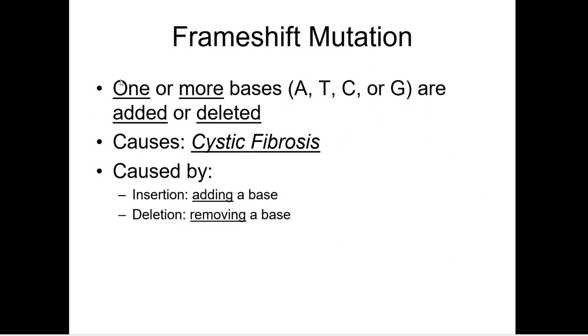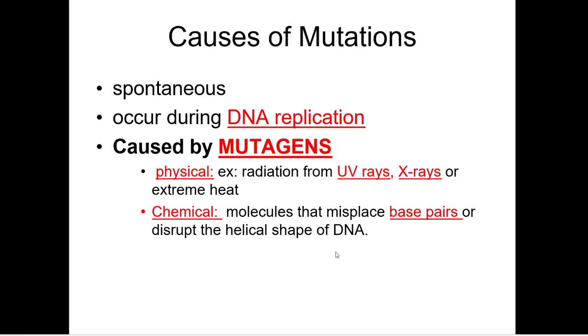All right, a frame shift is when one or more bases, so not just one, are added or deleted. A point mutation is one base. A frame shift is more than one, okay? And one of the diseases we see from it is called cystic fibrosis. That's where they produce too much mucus in their lungs and they can't really breathe. And it can be caused by an insertion adding a base or a deletion removing a base. And so doing that can cause the amino acid to change, or like we just saw, it could also code for a stop and stop that protein from being made in the middle of the sentence, okay?